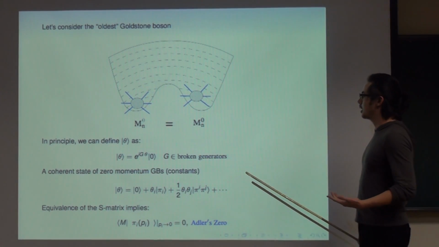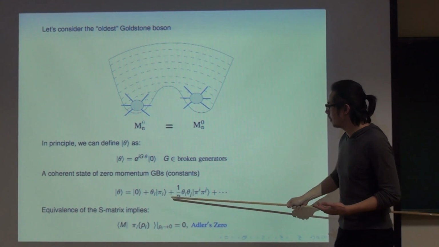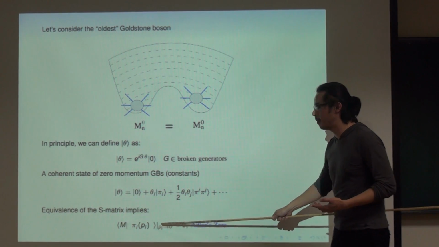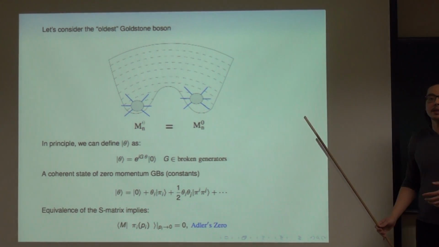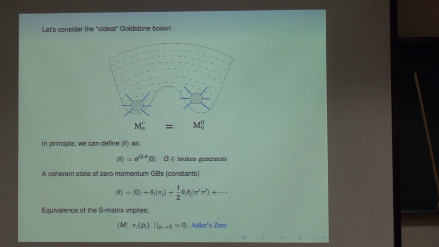So the equivalence of the two S matrix means that the amplitude involving a massless ghost of boson must be 0. And this is the famous Adler 0. So if we have some particle, and you just want to ask if this massless particle is a Goldstone boson, it's simple. You take its momentum to be 0 and see if the S matrix vanishes. If it vanishes, that tells you that this is a Goldstone boson.